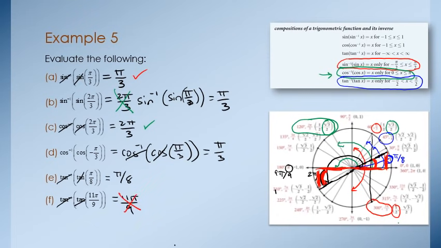So I'm going to cross this out. I know that that's not true. And what I'm going to say instead is that tangent inverse of the tangent of 2 pi over 9 is the same thing as 11 pi over 9. And so that is my final answer.